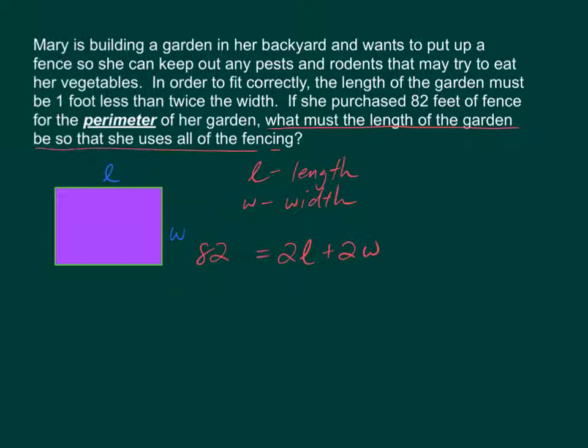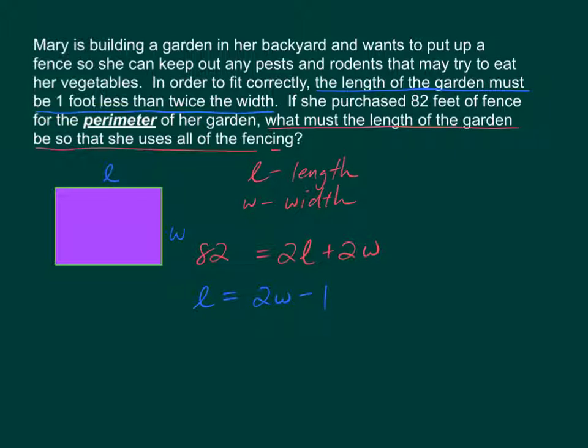Next, we can try to decode this up here. This is the length of the garden must be 1 foot less than twice the width. So we know that length equals 1 foot less than twice the width. Remember when you see these words less than up here, this tells you that you're going to be performing a difference or a subtraction, but whatever you're subtracting, this 1 and twice the width, 2 times W, need to switch order, so 2W minus 1.